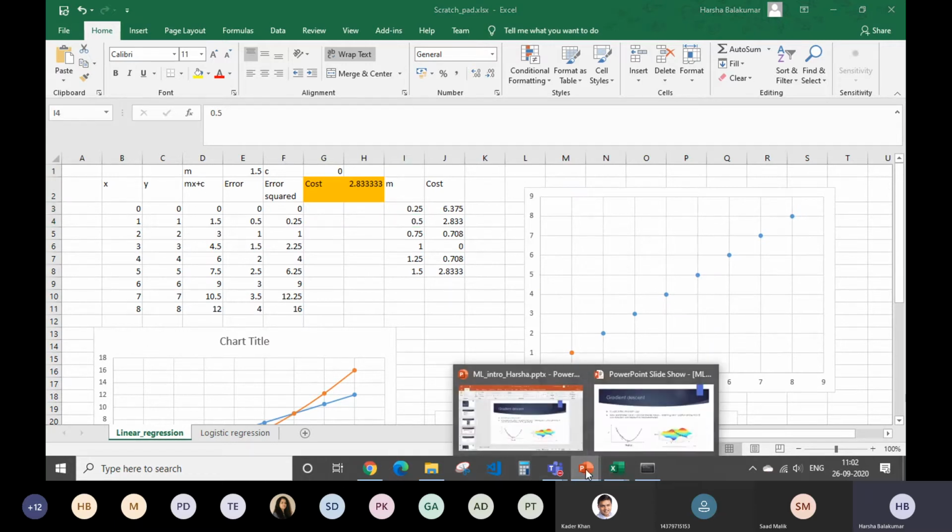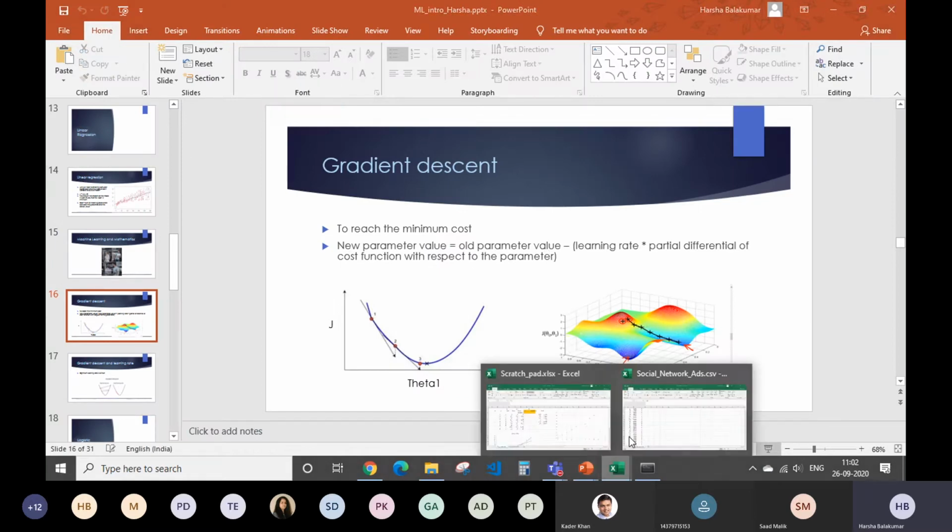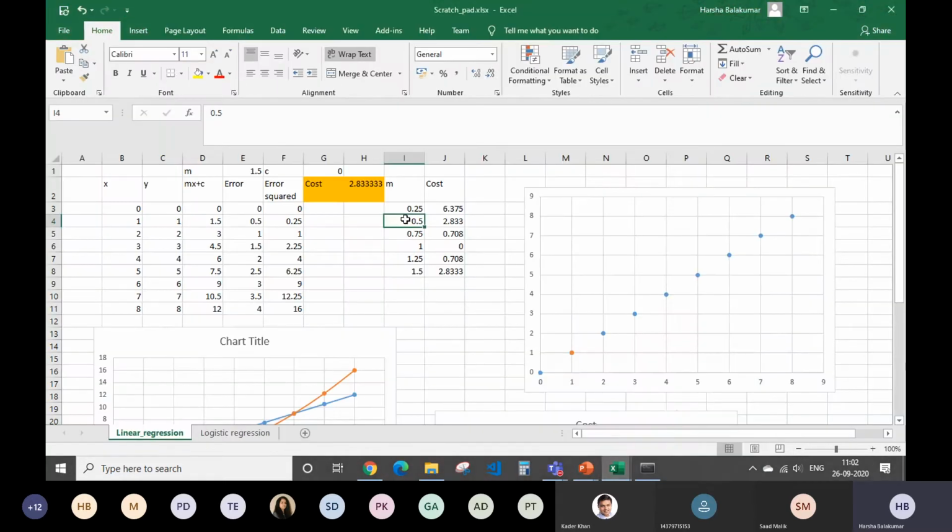So the formula which you saw here is actually the new value of m. In the example we have taken, it will be 0.5. Here we took steps of 0.25. The model will take the old value of m, that is 0.25, minus learning rate into partial differential. That is how it will take. Learning rate is an assumed value. It's a constant. Oh, got it. Thank you, sir.